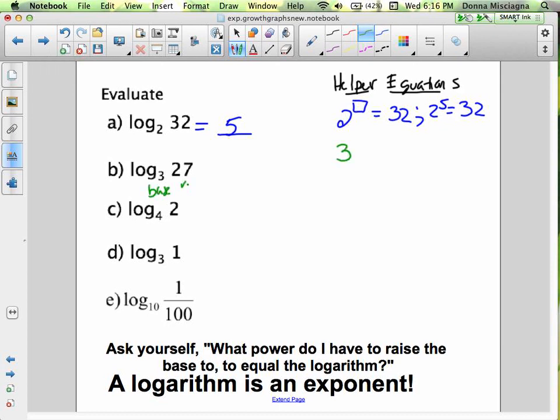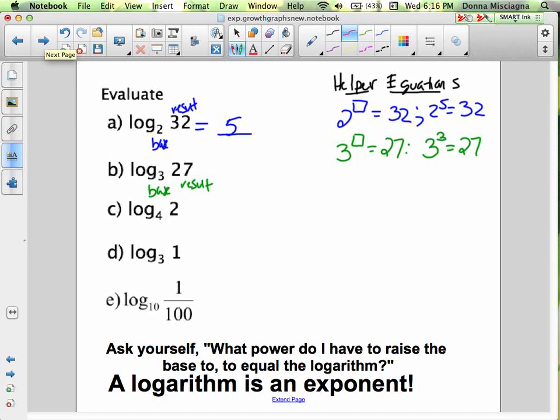Log base 3 of 27, so our helper equation to think about it is 3, because that's our base, and the result. So we're thinking, what do I have to raise 3 to get 27? Well, we know that 3 cubed is 27. 3 times 3 is 9. 9 times 3 is 27. 3 cubed is 27.